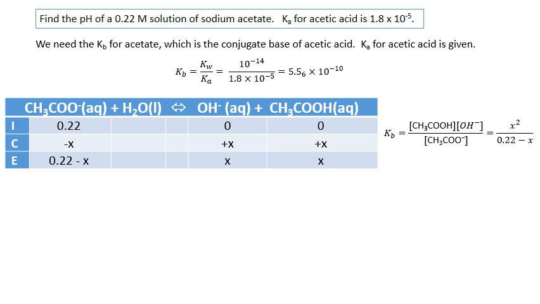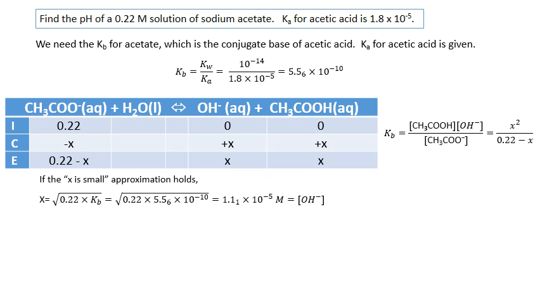But let's just see. If the X is small approximation is good, then it's neglected in the denominator. You have Kb equals X squared over just 0.22. Multiply both sides by 0.22 and take the square root. You get X is the square root of 0.22 times Kb. Put in the numbers, it comes out 1.1 times 10 to the minus 5.